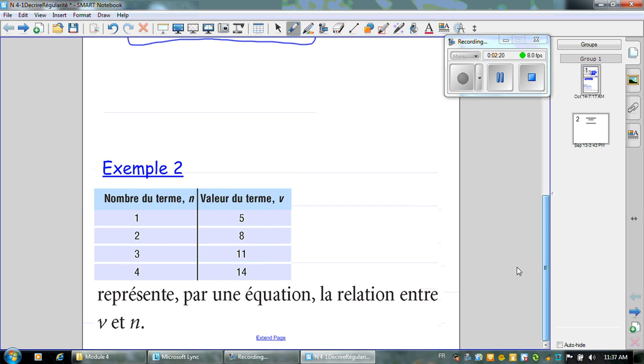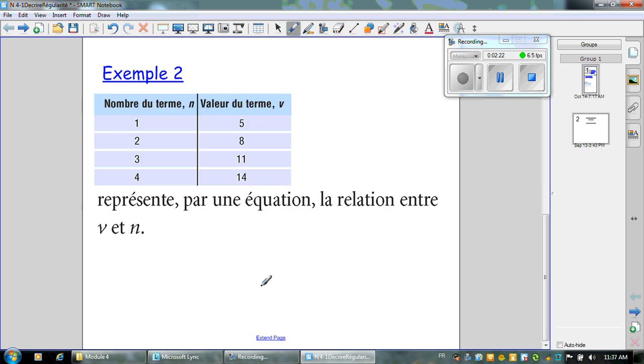All right, let's take a look at another example. Again, here we have a pattern, and we have to generate an equation for this using V and N. This is N and V. So this is the way you do it from a table. You look at your jumps, and you're going to notice it's the same jump. It's 3. That means every time I go up by 1 in the value of N, it goes up by 3 in the value of V. So that means my multiplicative factor is 3.